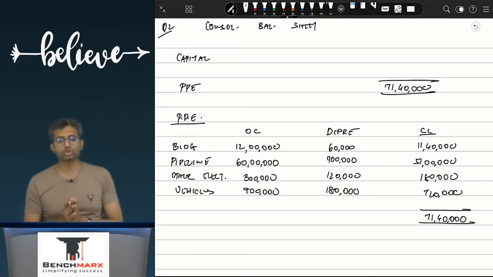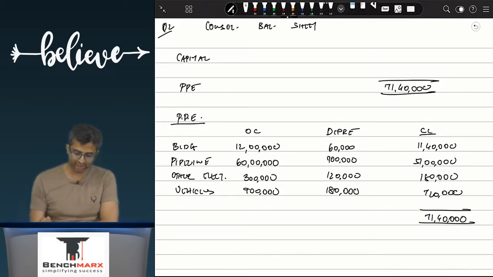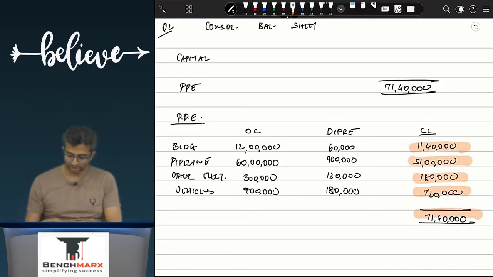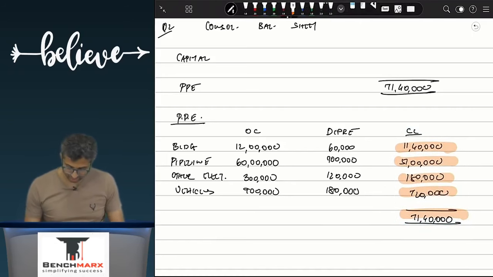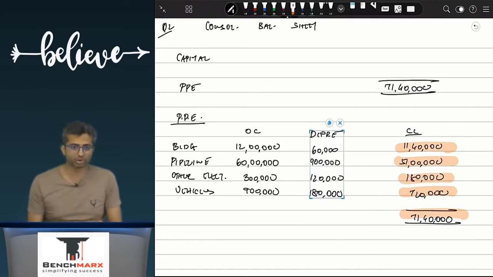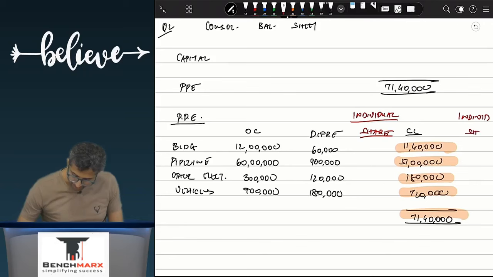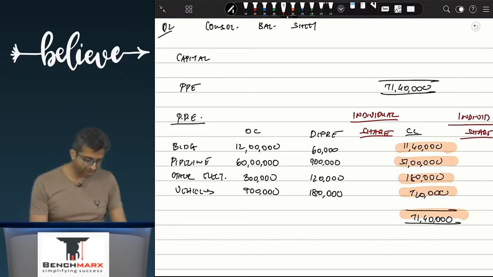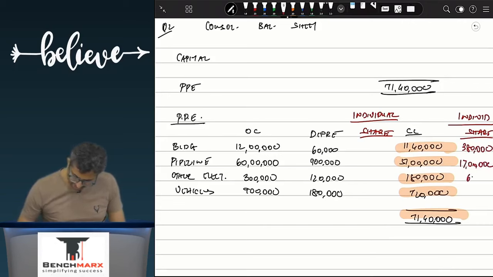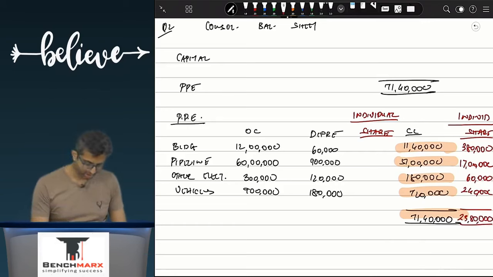Each of this you will segregate between A, B and C in an equal ratio if nothing is given, so each item is divided by 3. Over here, for the individual party's share, there is a printed solution given, so I'm just doing this in rough for your understanding. The individual share of depreciation goes to the P&L, and the individual share of the items shows in the consolidated balance sheet. 11,40,000 divided by 3 is 3,80,000. 51 divided by 3 is 17 lakhs. Then 60,000, and 2,40,000. If I total this up, just verify this once.